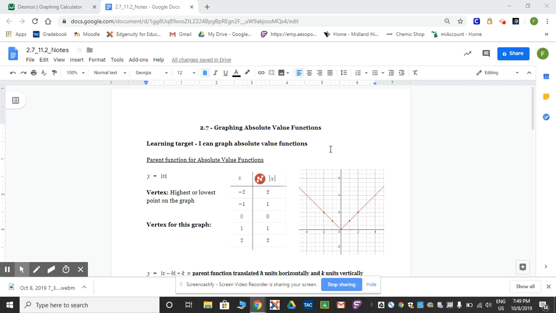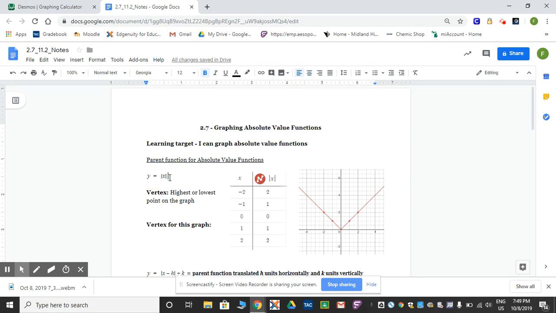And so today we're looking at Chapter 2, Section 7, graphing absolute value functions. The goal by the end of the day is that you want to be able to graph absolute value functions. Make sense? So your parent function for absolute value functions is y equals the absolute value of x.